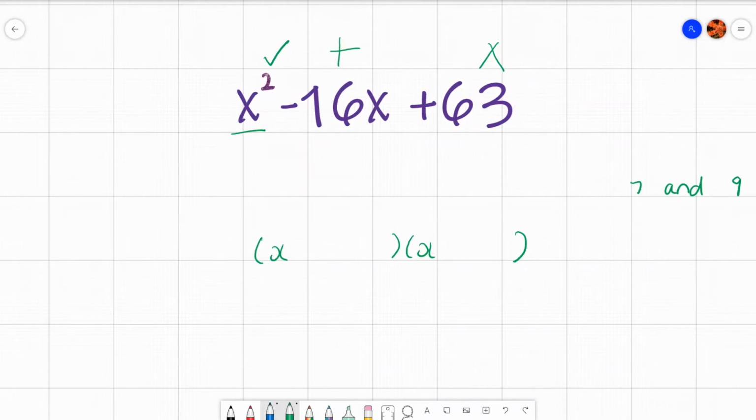So obviously we know 7 and 9 is not minus 16, is it? It's positive 16. But I know I can do minus 7 minus 9, and that gives me minus 16. Minus 7 take away 9 is minus 16. Therefore, that will also work.